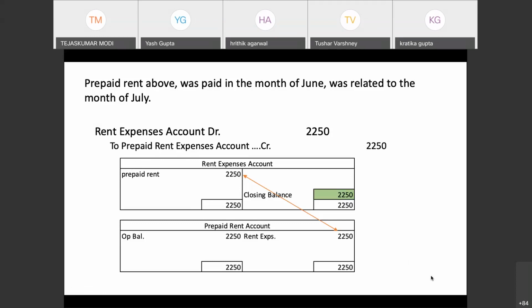So what I am saying is that after the accounting events, transactions, the balance is made. In this case, the prepaid rent balance has become zero and rent expense has become 2250, which was not there, right? So let us look at the second transaction as well.